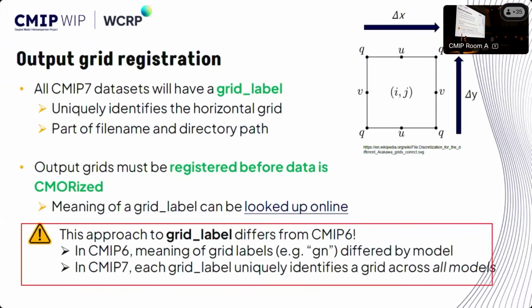A grid label uniquely identifies the horizontal grid across all models that participate in CMIP. And the grid label is used for summarization, so it will become part of the file name, it will become part of the directory structure, and as well of the global attributes of the netCDF file. So you have to also register those grids before starting the summarization. The meanings of grid labels can be looked up online, as they are just a G with an attached 3-digit number.